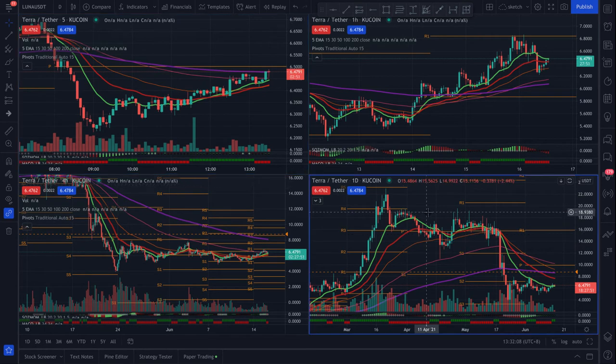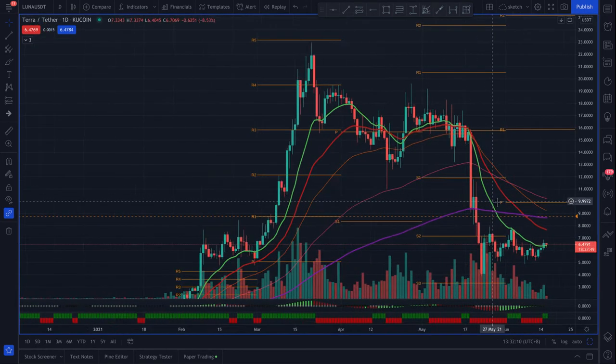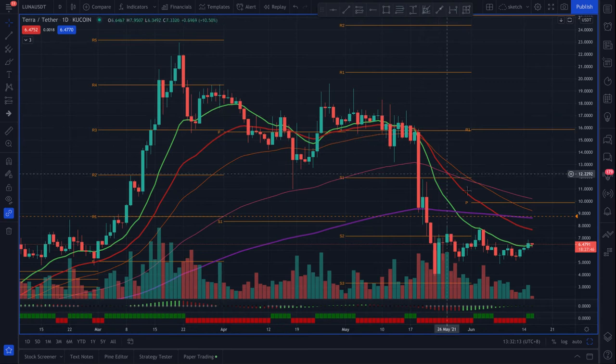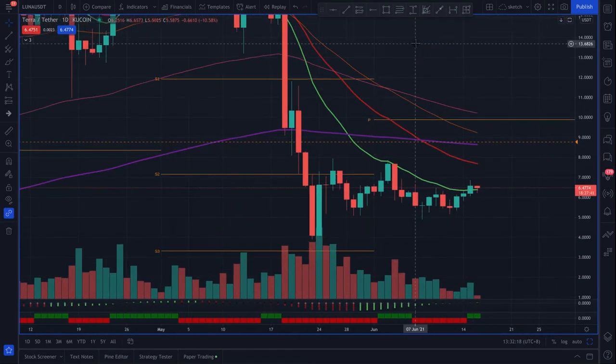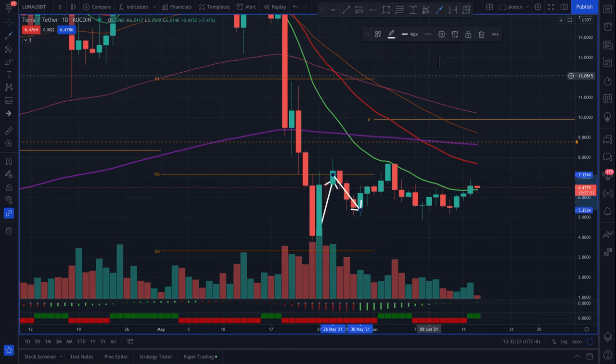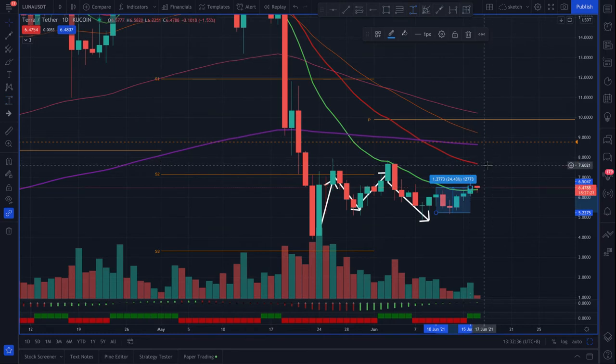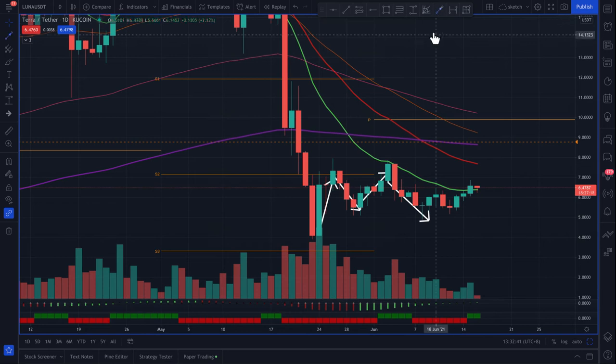So as usual, let's take a look at the long-term chart. So this is the daily chart. You can see clearly there is a ranging pattern. So it went up, tested the resistance, down, tested the support, resistance, support, and now it's kind of back on the uptrend.